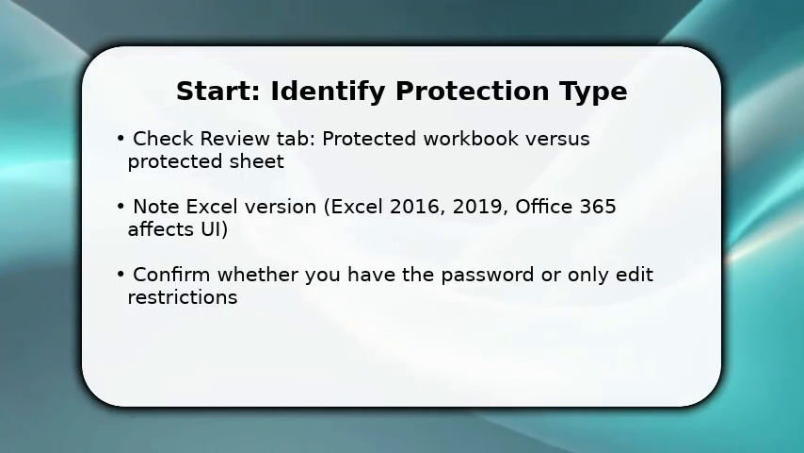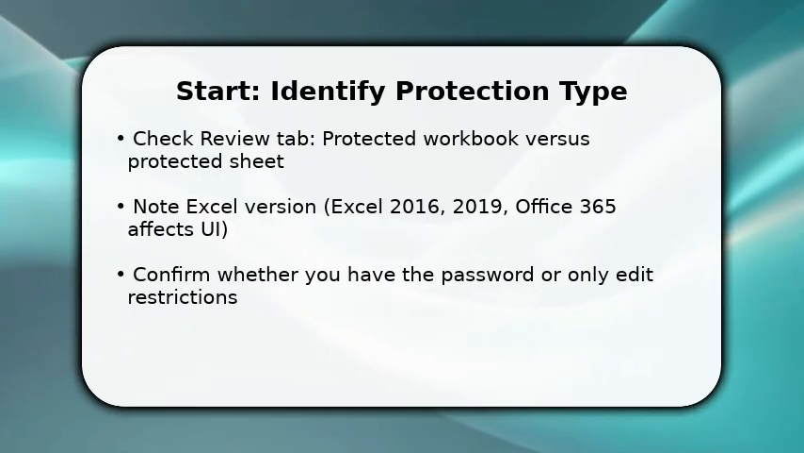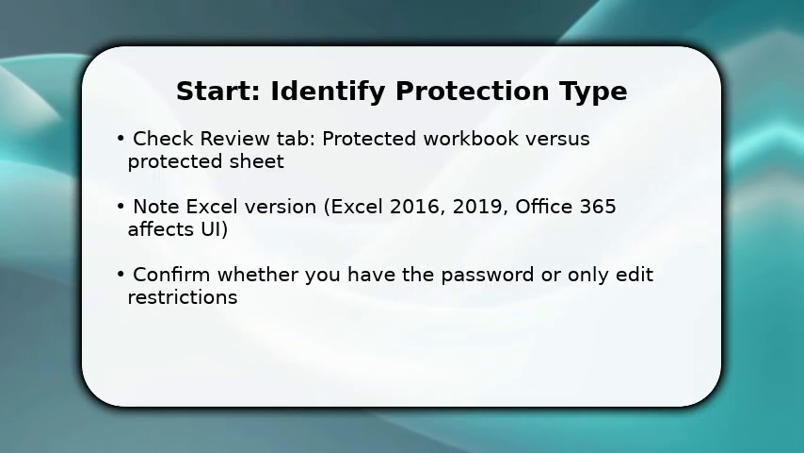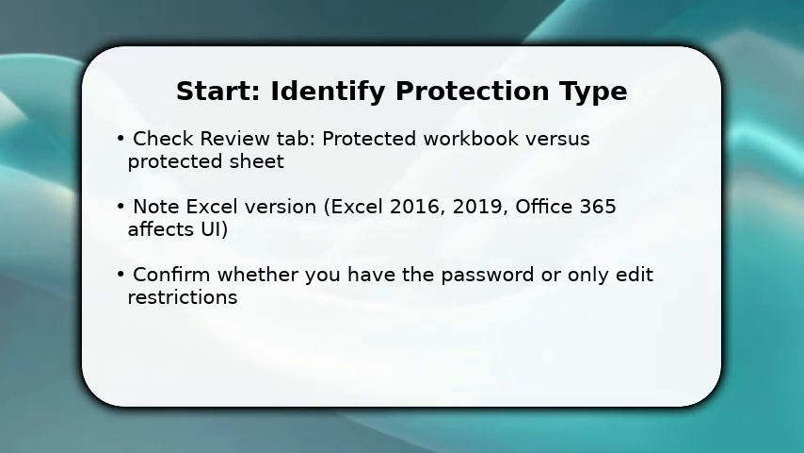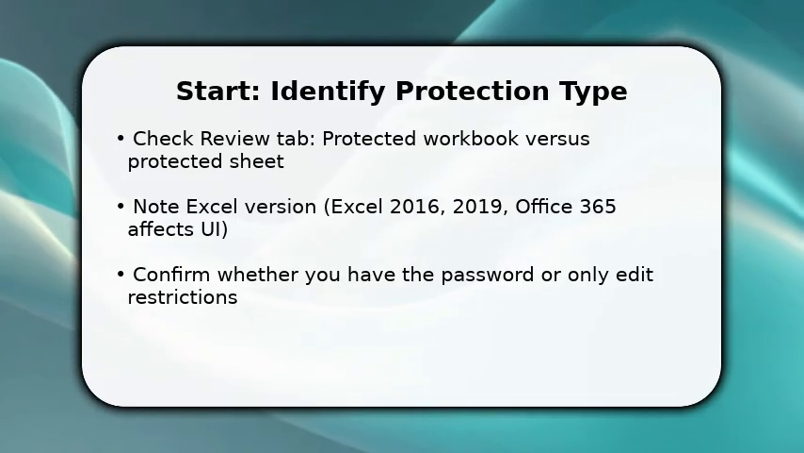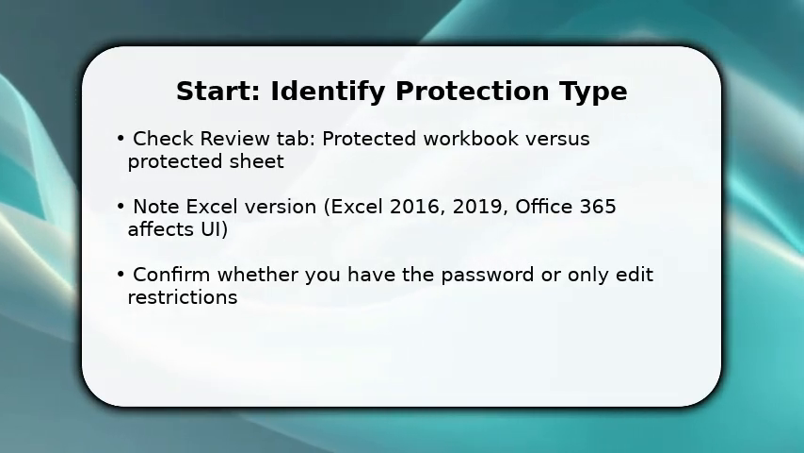You begin by confirming exactly what's protected and why. Open the Review tab and check whether the workbook or a single sheet is locked. This changes the approach. Once done, note your Excel version because Office 365 and older builds place commands slightly differently.